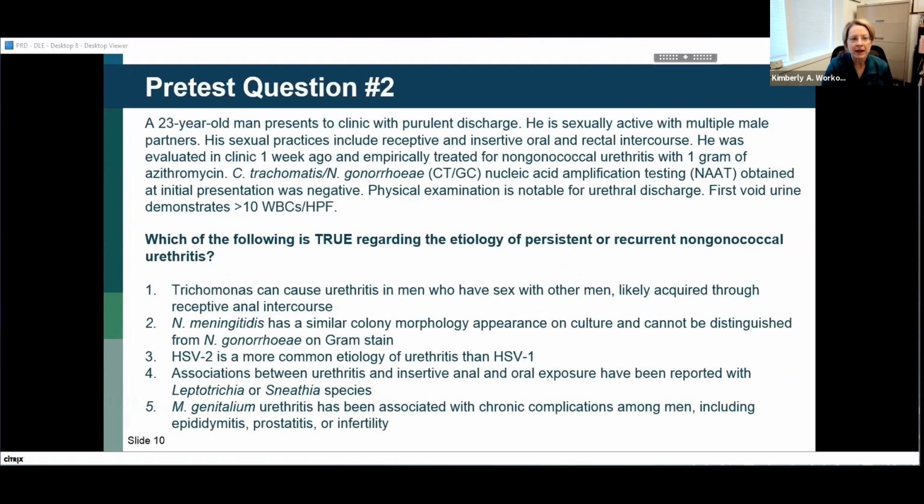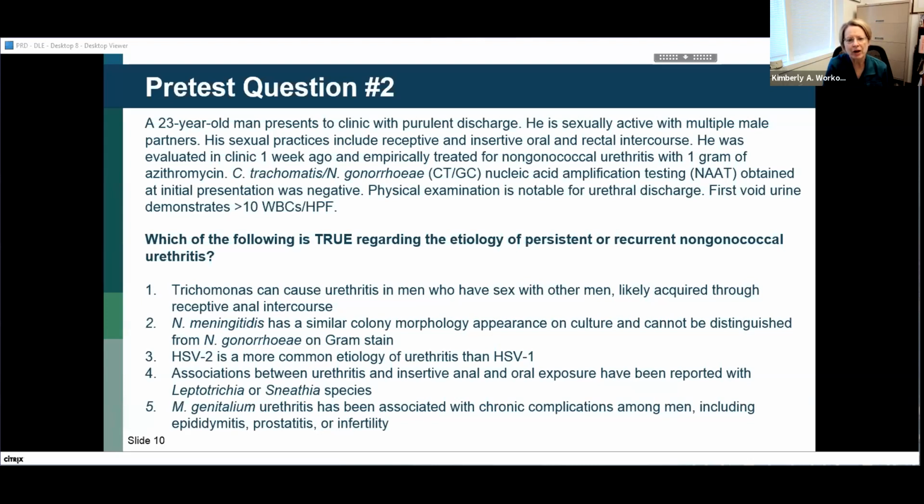Next question. Next question is a 23-year-old man who presents with purulent discharge. He is sexually active with multiple partners. His sexual practices include receptive and insertive oral and rectal intercourse. He was evaluated 1 week ago and treated empirically for non-gonococcal urethritis with 1 gram of azithromycin. Chlamydia and gonorrhea testing by nucleic acid amplification test was obtained at initial presentation and was negative. Physical examination is notable today for urethral discharge. His first void urine also demonstrates greater than 10 white cells per high power field.